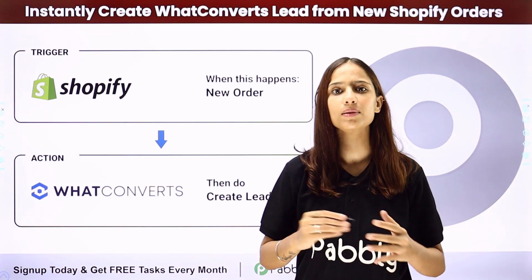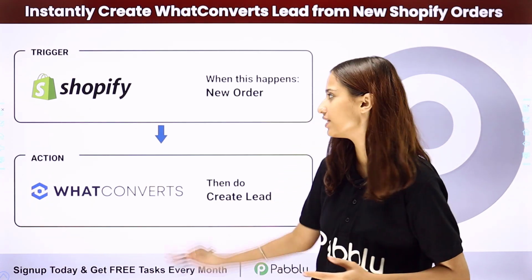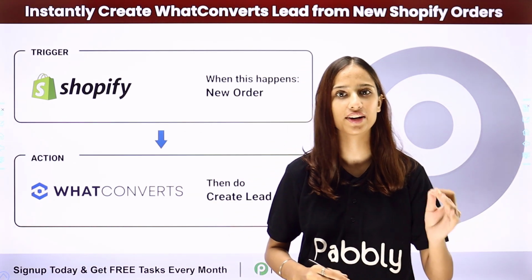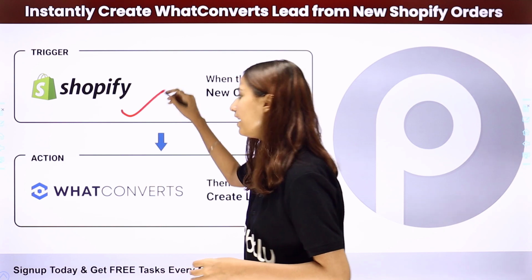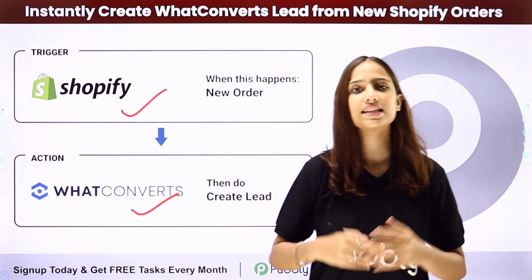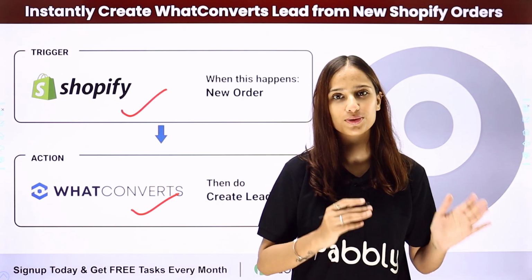Now how will we perform this integration between these two applications? For that we will be using Pabbly Connect, where our trigger application will be Shopify and our action application will be WhatConverts. To learn how we set up this automation, follow me through the screen.